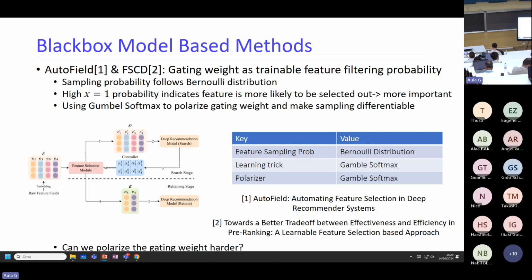The following experiment shows that this distribution is better than the Gaussian distribution described in the above slide. And the next question is, can we polarize the gating weight harder? Because we really want to make the sampling behavior like a 0-1 selection problem.